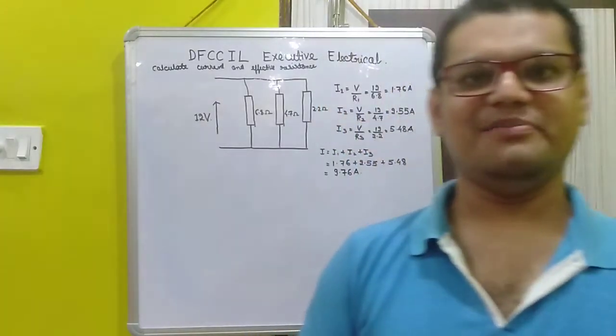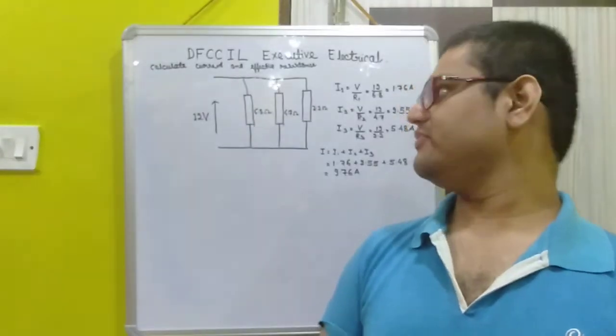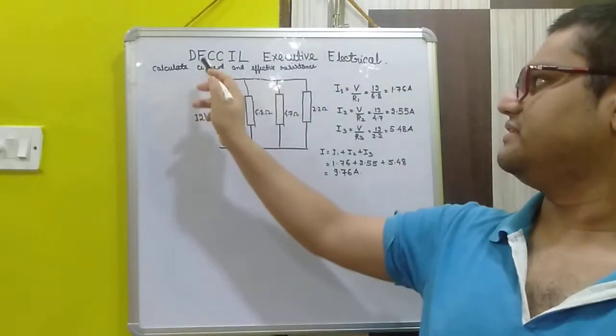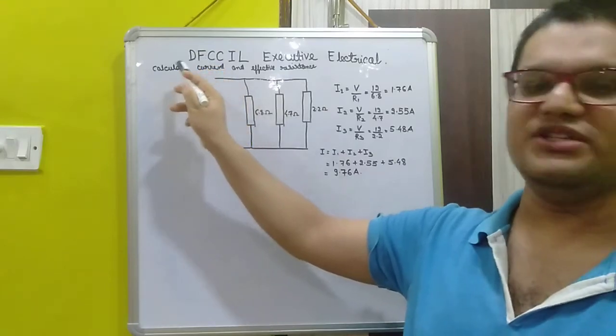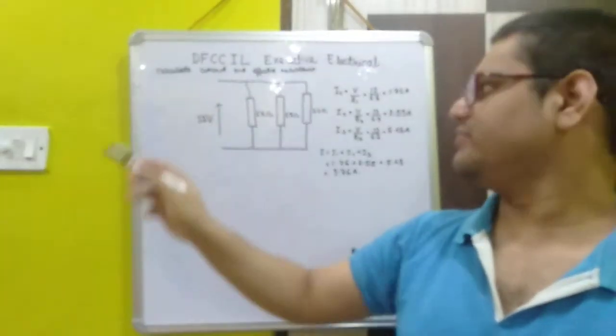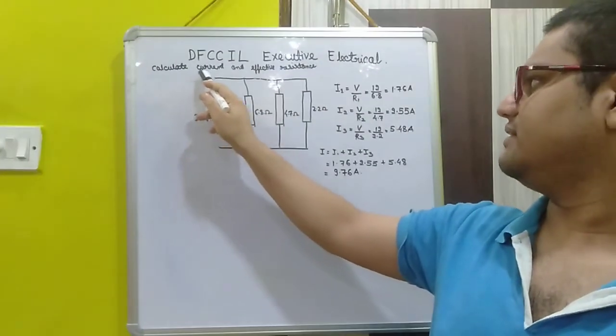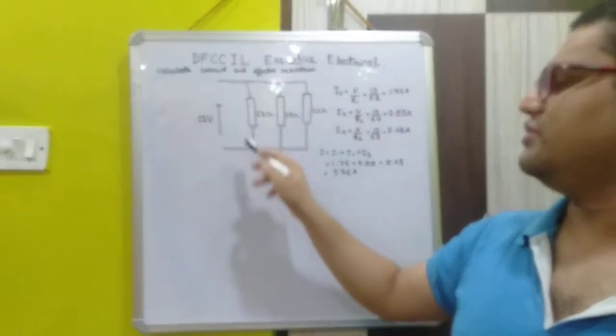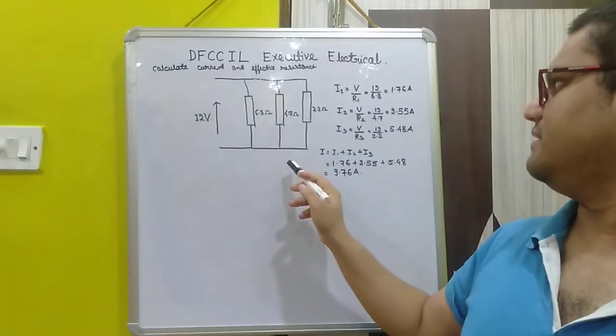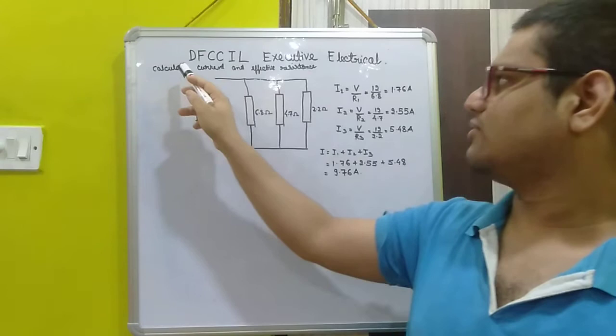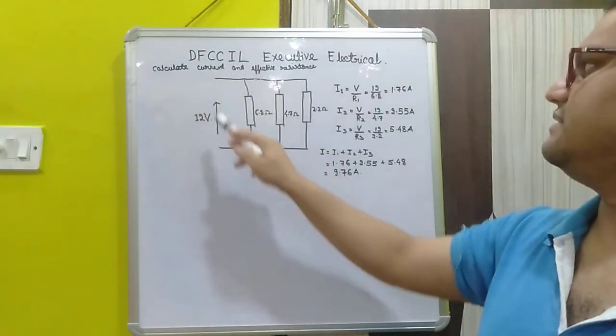Hello and welcome to my channel. Today we are going to discuss the circuit analysis problem which we were continuing in the last class. We did half of the portion of the numericals in the last class. Here we were calculating the current and effective resistance in the circuit.